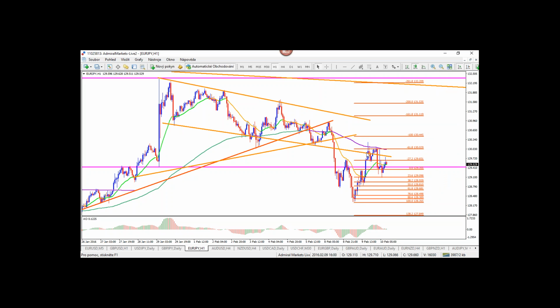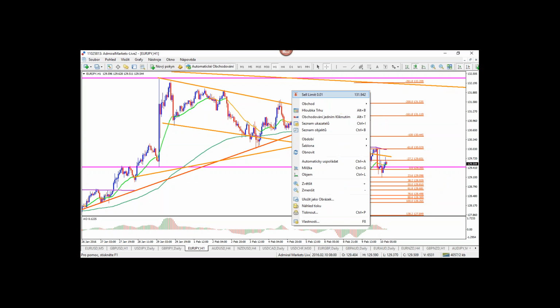Not 100% sure, but roughly it stopped there. It actually went a bit through it, didn't it? Went even through the minus 61.8 target. It got all the way up. That can happen. Acceleration up to 130.25 before we had some downside. Let's clear this up a bit.